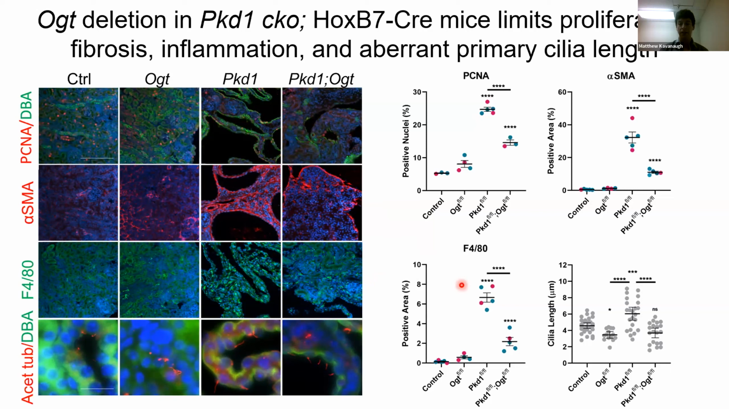All of those are significantly elevated in our PKD1 knockout, but in our double knockout, we can see across the board a beneficial reduction in all of those. And this corresponds to a resolution of the abnormally elongated cilia that we also see in this model being reeled back in to a more normal level.